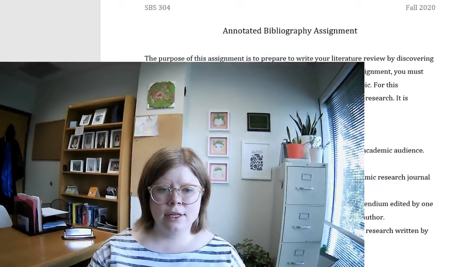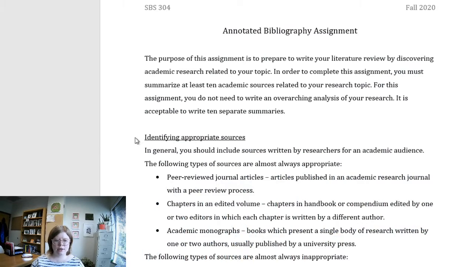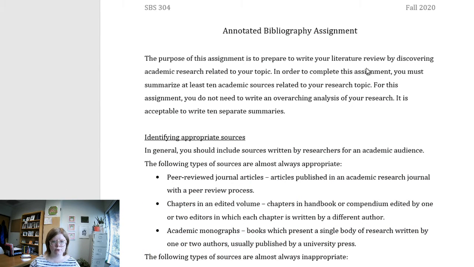So first, let's look at the assignment, which you can find posted under Writing Assignments on the Moodle page. The purpose of this assignment is to prepare you to write your literature review by discovering the academic research related to your topic. In order to complete this assignment, you will summarize at least 10 academic sources related to your research topic. For this assignment, it's not necessary to synthesize or organize the sources or to write an overarching analysis. I just expect you to write 10 summaries.